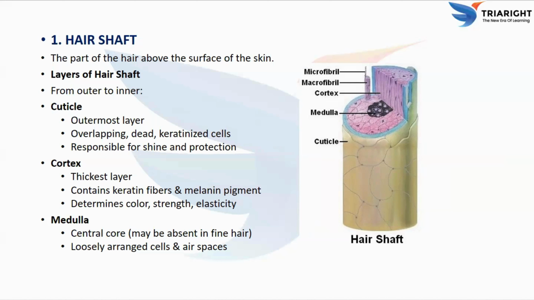So what are the functions of the cuticle? It protects the inner layers like cortex and medulla. It provides shine and smoothness. It also prevents hair from absorbing too much water. A damaged cuticle leads to rough, dull and brittle hair. You can also find split ends in the hair and increased frizz.